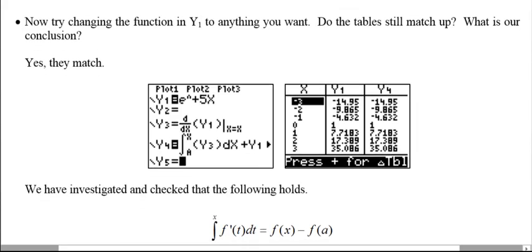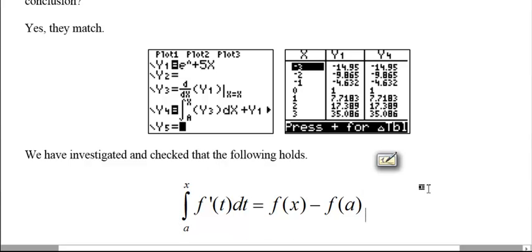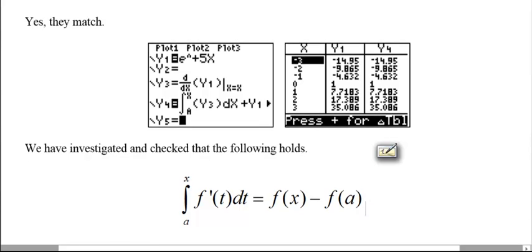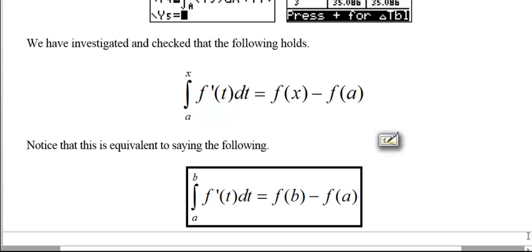So evidently, what did we get to work out? We got to work out this basic result, that if you take a derivative of a function and you integrate it between two values, say a and x, you get f of x minus f of a. That's kind of interesting. So it's equivalent to saying the following: if you integrate from a to b, f prime of t dt, you get f of b minus f of a. So a definite integral can be found by finding a function whose derivative is what you started with.